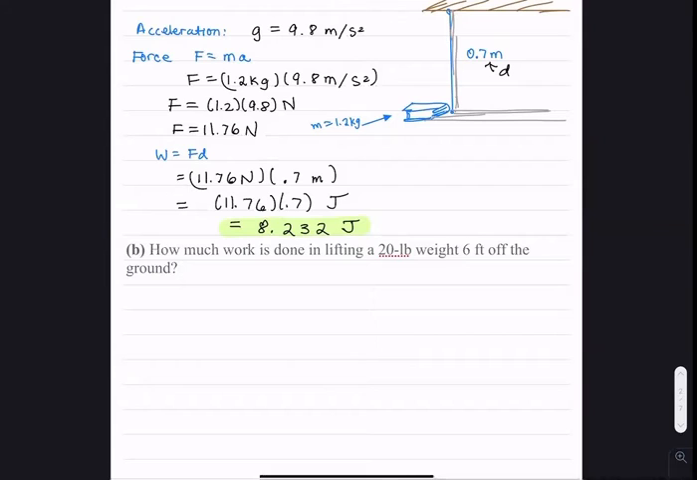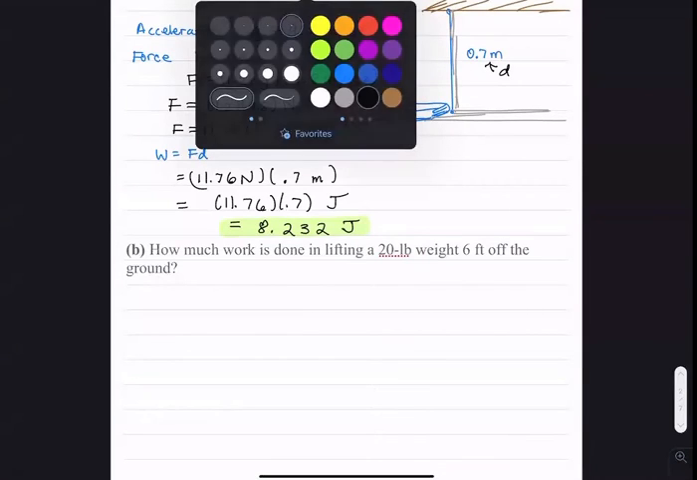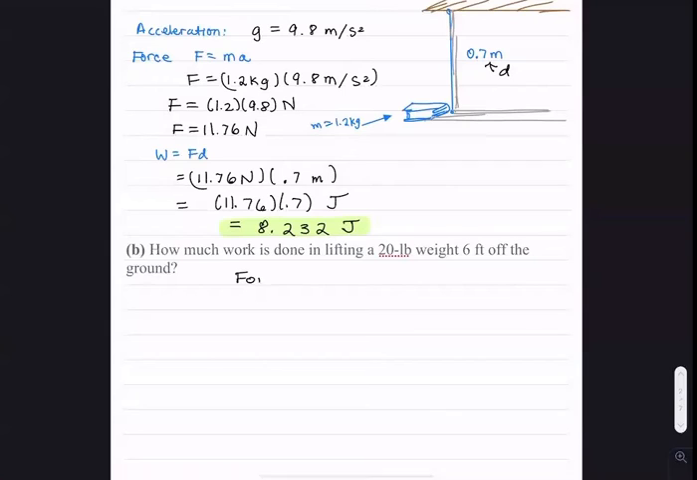Now, let's do this next one where we have a 20 pound weight. The thing to know about this is that in the US customary system, the 20-pound weight is actually a unit of force. So F is actually 20 pounds. That's not a unit of mass.